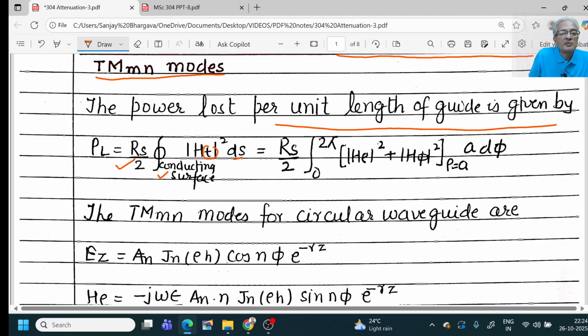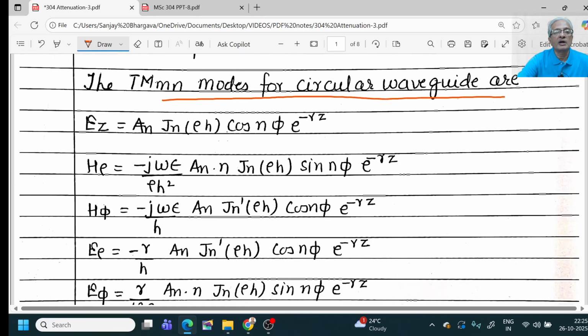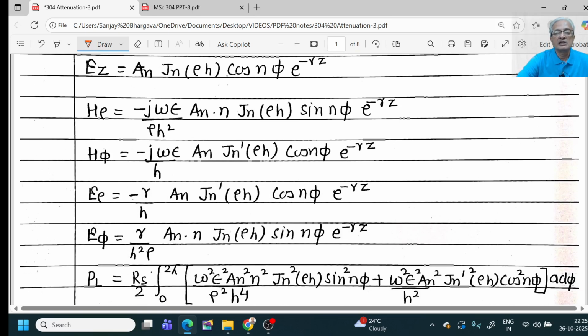Here the small t represents the tangential component of the field. It is equal to Rs by 2 integral 0 to 2π of (|Hρ|² + |Hφ|²) at ρ equal to a dφ. The TMn modes for circular waveguide are given as follows. These modes have already been calculated in our earlier videos of cylindrical waveguide.